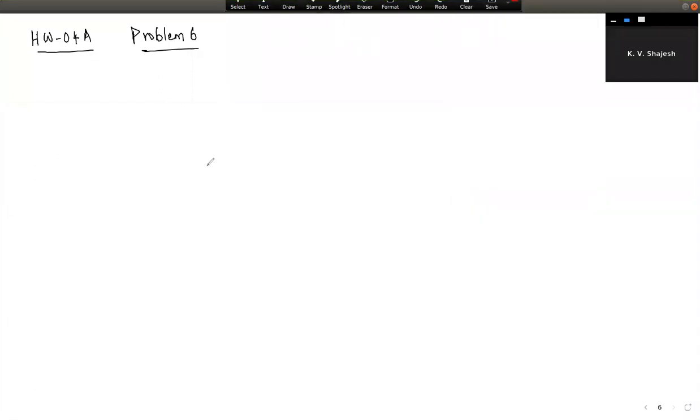This was problem 6 in homework 4A. This talks about projectile motion related to when a rifle is aimed at a bullseye and how the bullet misses the target by a certain amount. So let me draw a diagram for this. Let me not draw that. So this is a reference line.